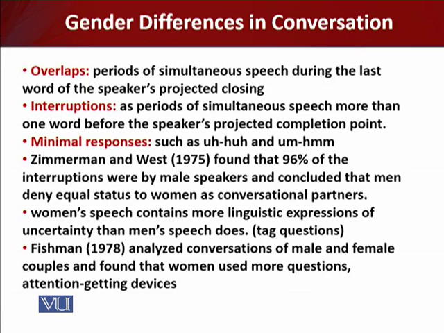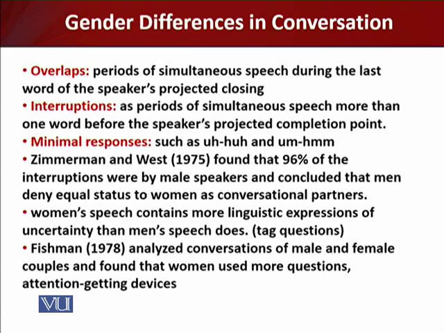Then we have Zimmerman in 1975, who examined whether these rules hold equally well for conversation between men and women, as opposed to those with either just women or just men. They tape recorded and transcribed conversations in natural settings such as coffee shops and drugstores. They identified three speech behaviors of interest. One is overlaps, second is interruptions, and the third is minimal responses.